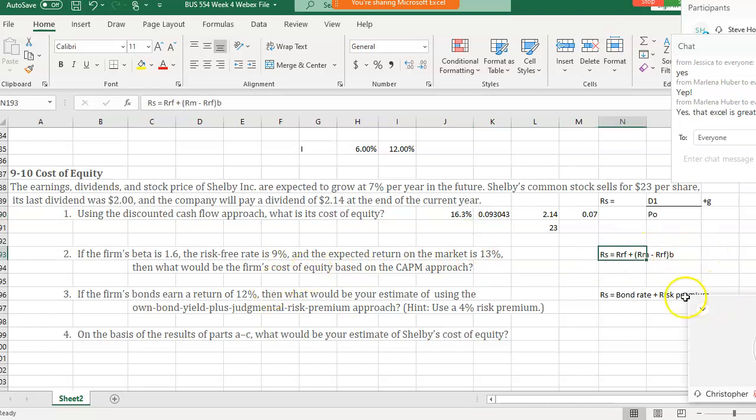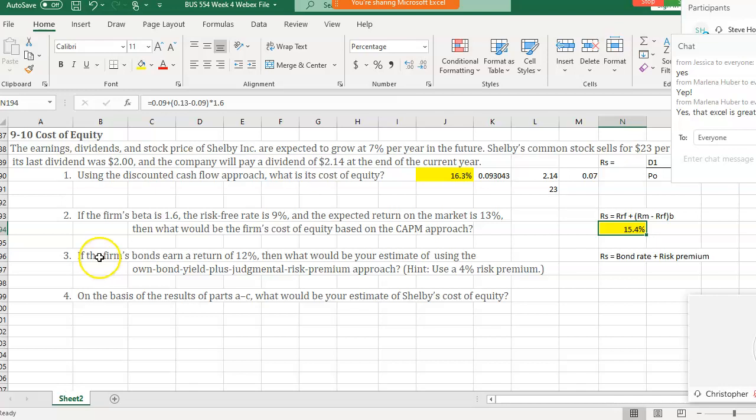So I've got the CAPM formula here, and we'll plug in the numbers. We go the risk-free rate. They told us was 0.09. So I do plus, and then I take R sub M, which is the market return of 0.13. I then subtract the risk-free rate of 0.09, and then I multiply that times the beta, which is 1.6. And I get 15.4%. Okay, so using this approach, I get 15.4. Using the first approach, I get 16.3.